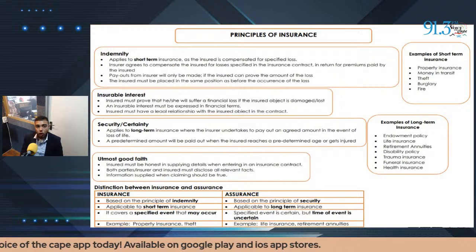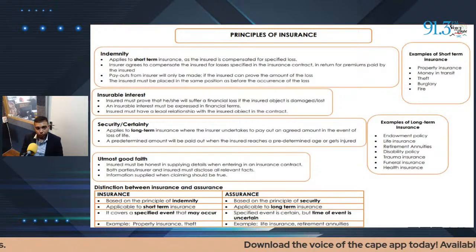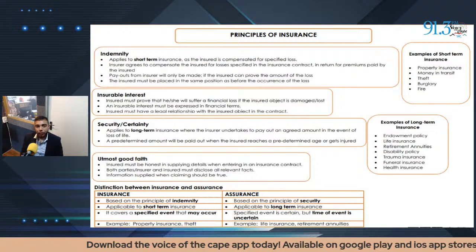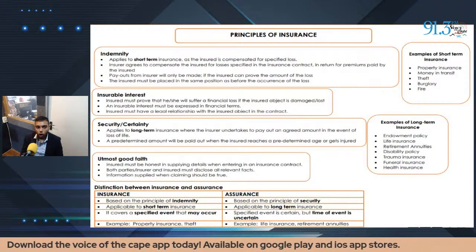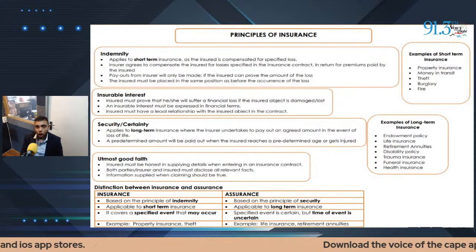The insurer agrees to compensate the insured for losses specified in the insurance contract in return for premiums paid by the insured. Payouts from the insurer will only be made if the insured can prove the amount of the loss. The insured must be placed in the same position as before the occurrence of the loss.